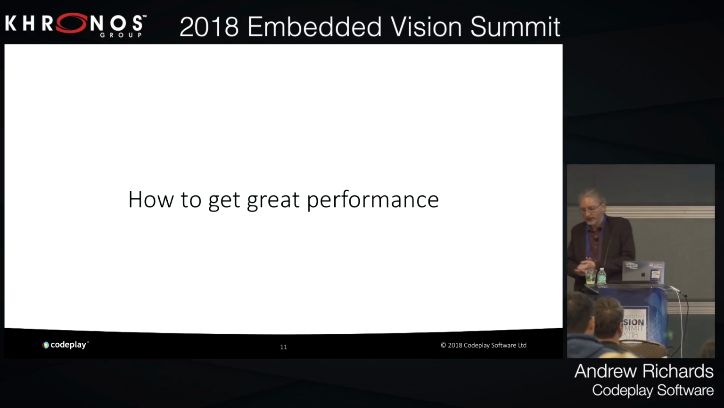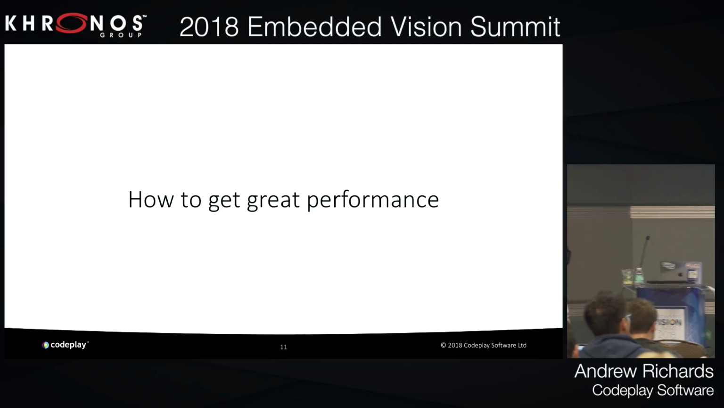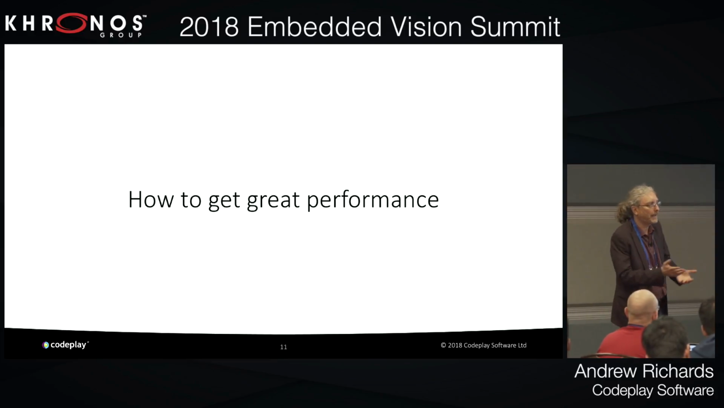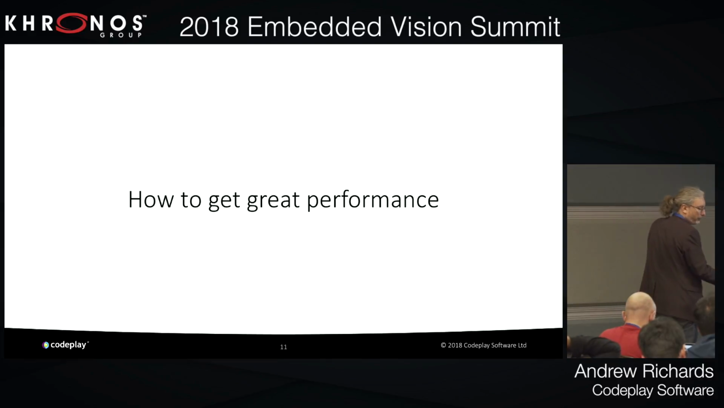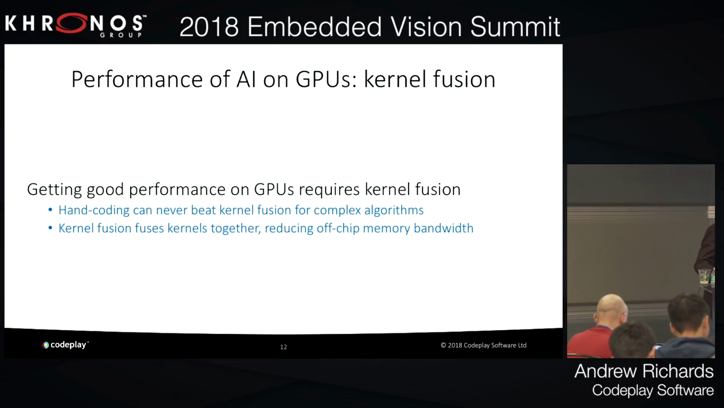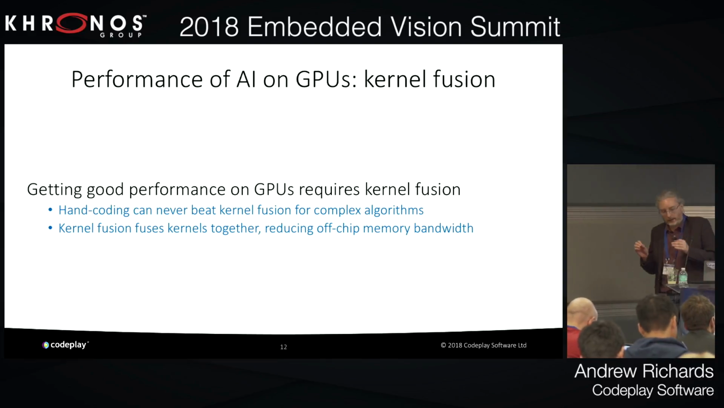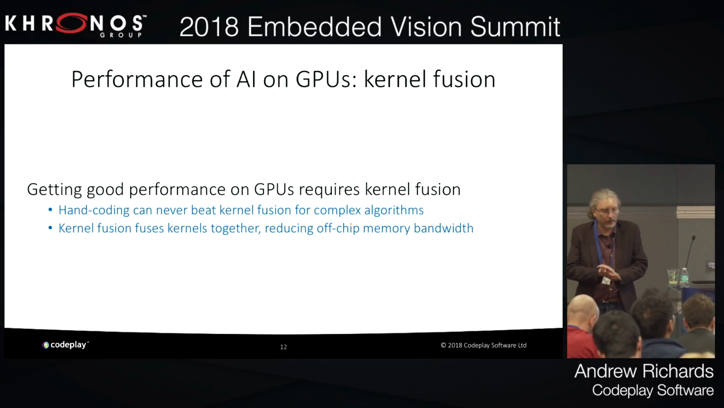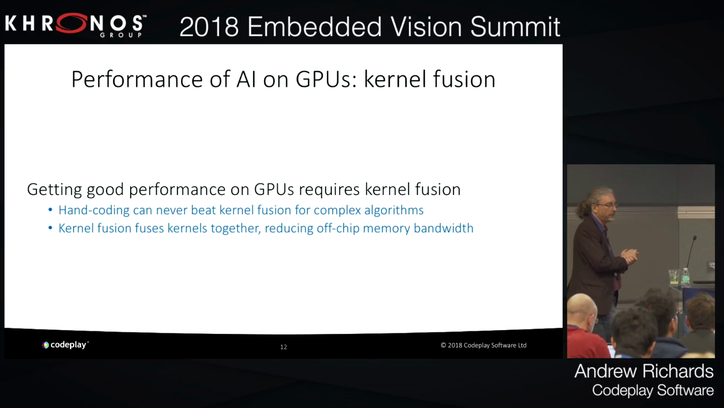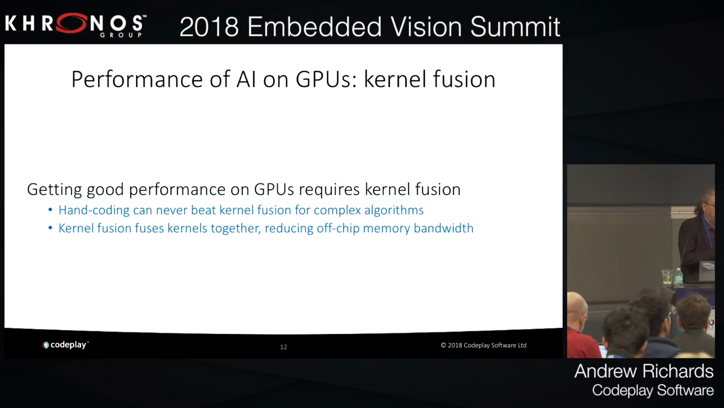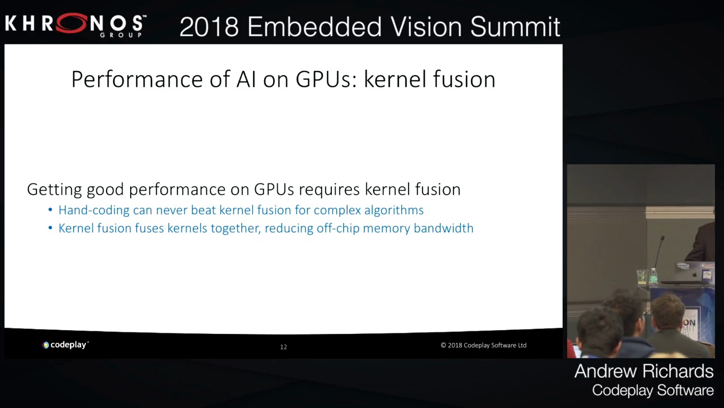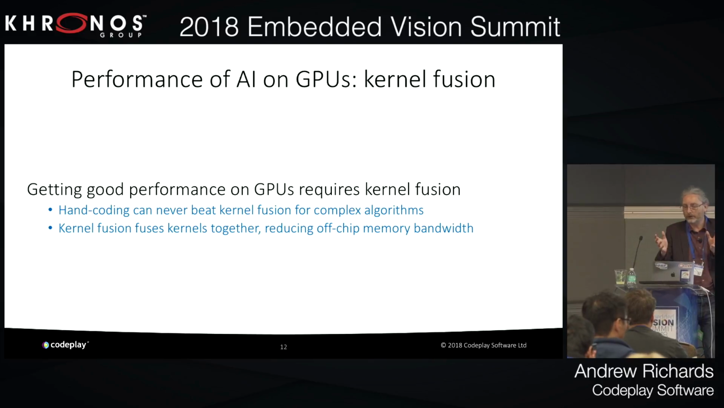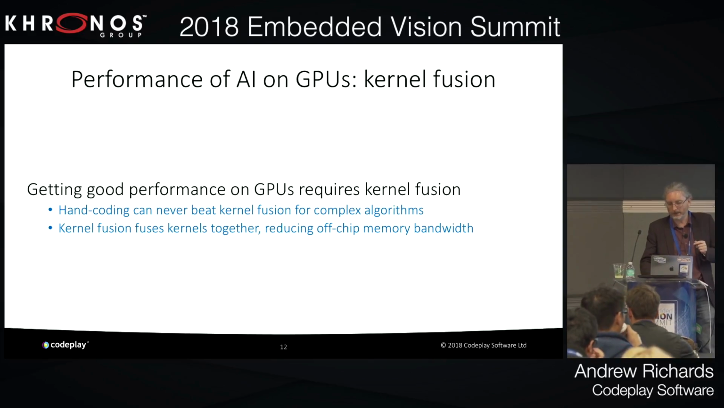Okay. We're doing this for performance, so I have to talk about performance. I have to talk about how we get great performance using these programming techniques. Now, the performance of AI on GPUs and any other accelerator actually relies on kernel fusion. Getting good performance on GPUs requires kernel fusion, because hand coding can never beat kernel fusion for complex algorithms. Kernel fusion fuses two kernels together, or more than two kernels together, to reduce off-chip memory bandwidth.